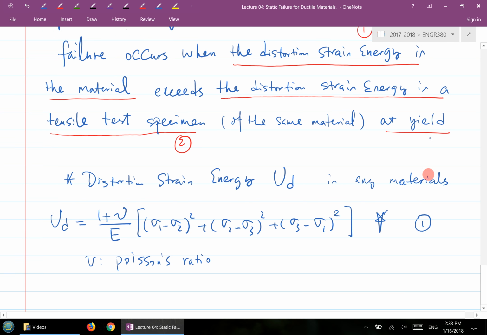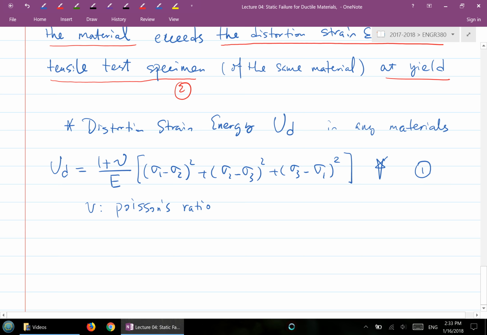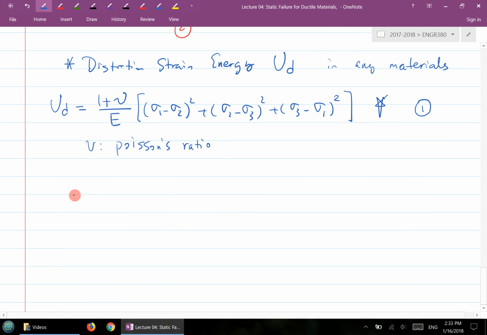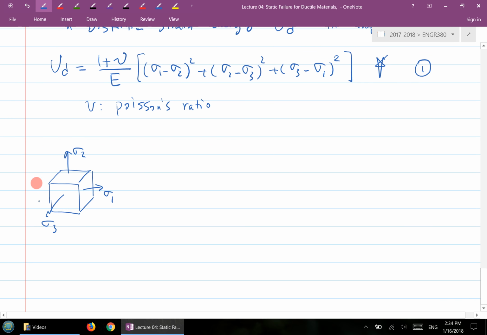Now, how is this derived? I won't give you the detailed proof of it here, but the idea to derive this is the following. Let's say you have a stress element taken from a part under a certain loading condition, and it could well be summarized as a stress element under three principal stresses, sigma 1 to sigma 3. So here is a typical general state of stress, right?